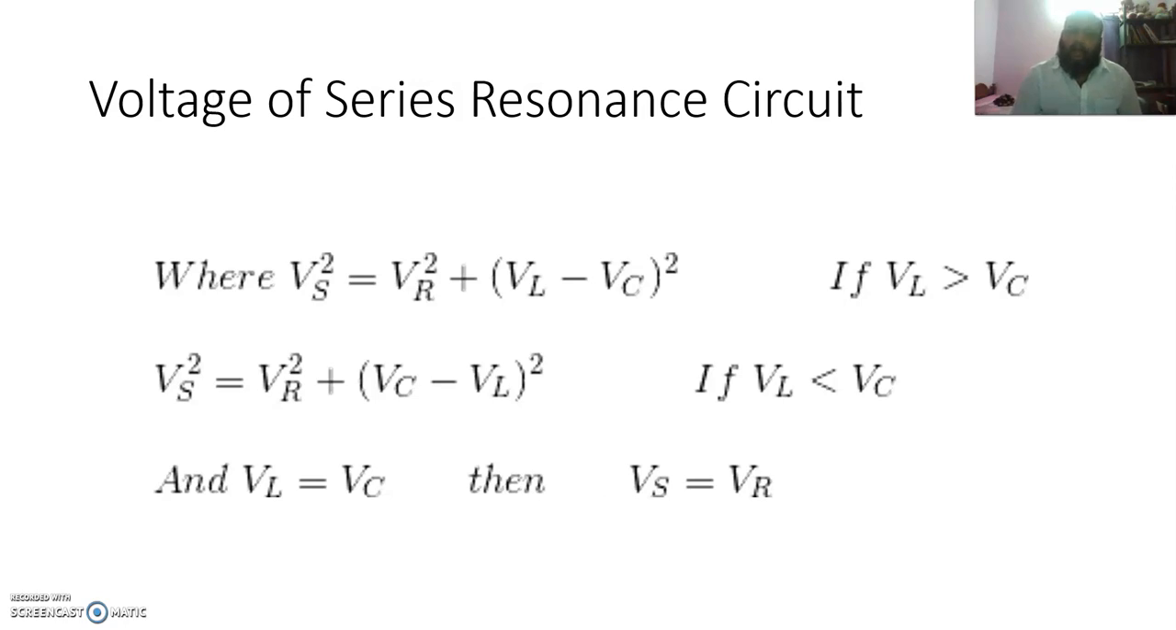So from that we have written that Vs square is equal to Vr square plus VL minus VC whole square. That is when the inductor is dominant, has higher value, or when the capacitor is dominant, VC minus VL whole square. So like this, to correspond to the reactance value, the voltage can be referred. That is supply voltage is equal to summing all the component voltage drops.